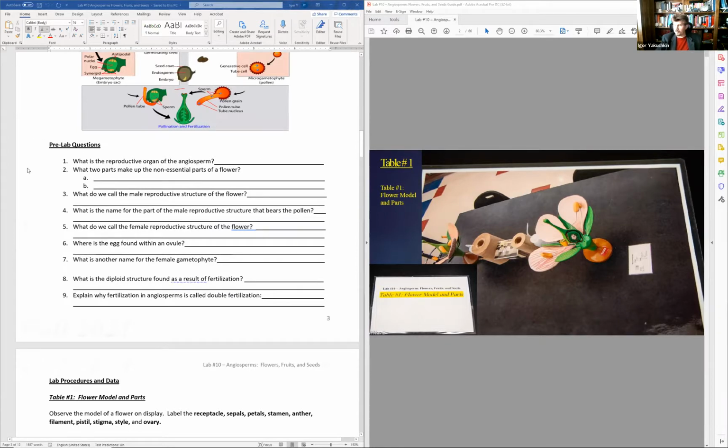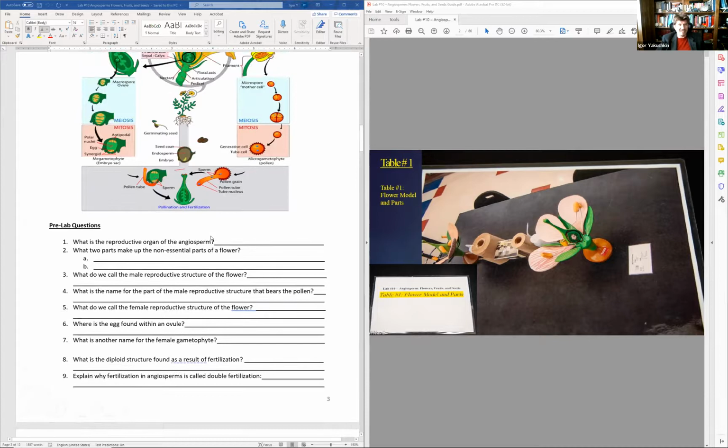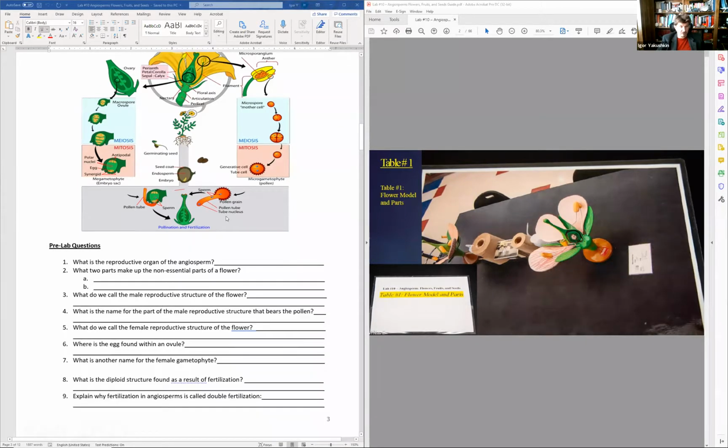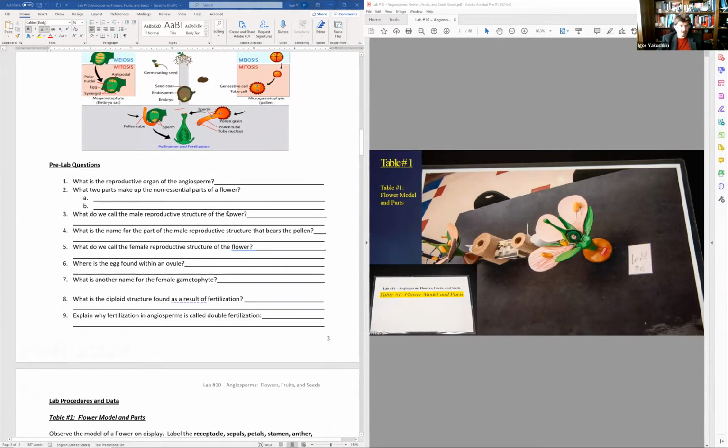Anyway, pre-lab questions. What is the reproductive organ of angiosperms? Flowers. Ta-da, that's the reproductive organ. What two parts make non-essential parts? Non-essential parts, the ones which are not producing male or female gametes. So we're talking about the sepals, or the whole collection of the sepals known as the calyx, and then the petals, known as the corolla, all of the petals in the flower.